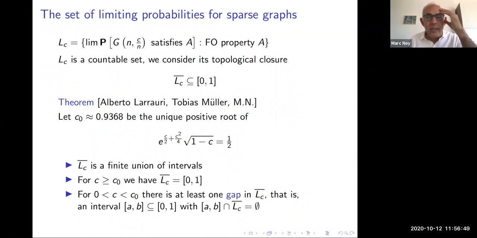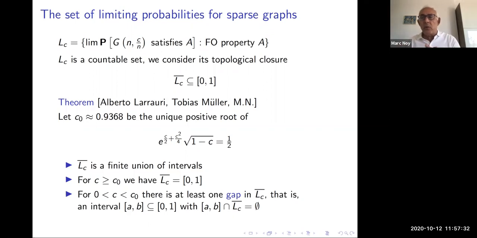And then we discover this rather unexpected thing. There is a constant, which is this 0.9 something. It is the unique positive root of a certain simple equation. And then the following happens. This closure is always a finite union of closed intervals. Secondly, if you are above C0, or exactly at C0, then it is dense. The closure is the whole interval. But if you are below, and of course positive, there is at least one gap. There is at least one sub-interval that is not covered by the closure.